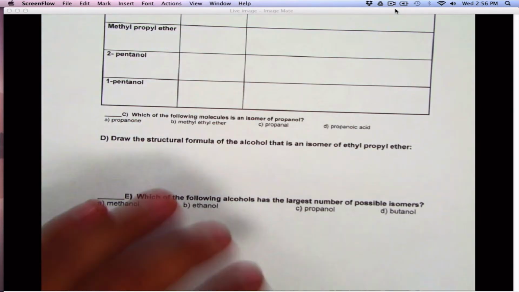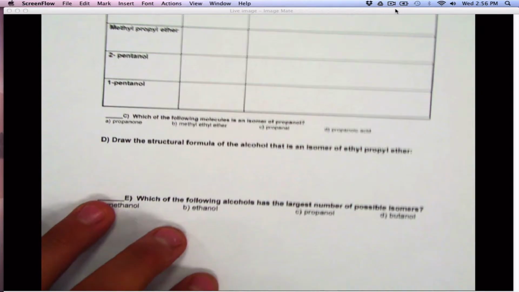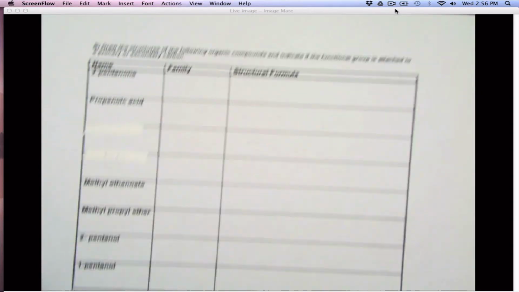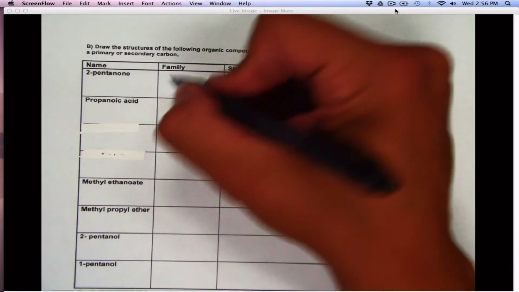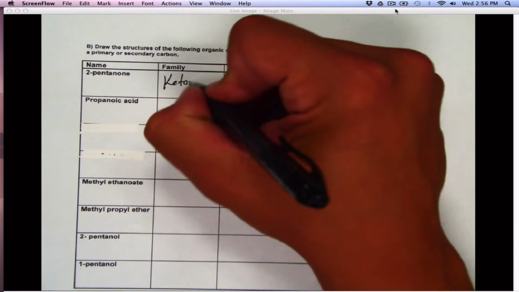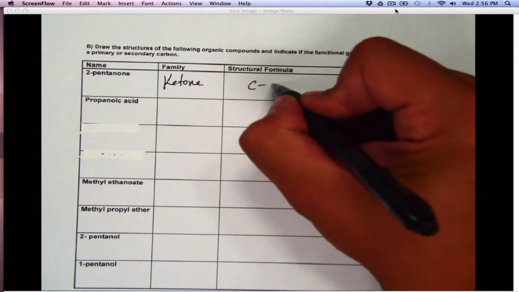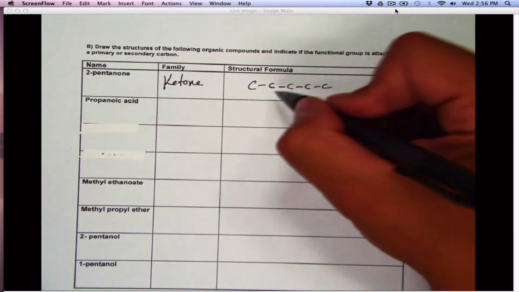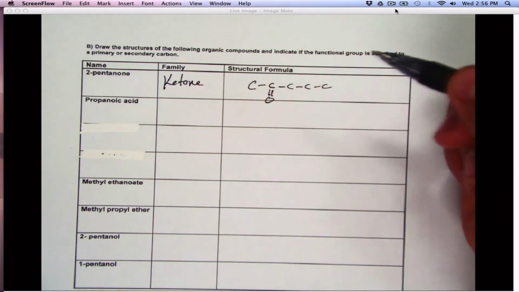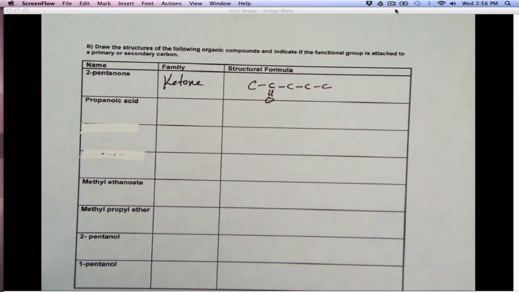And this side of the deal, you're just going to go through and tell me the family and draw it. So kind of the opposite of what we just did. So 2-pentanone, the family is a ketone. Pent means 5, 1, 2, 3, 4, 5. And it's off the second one, I have my double bond. Could be top or bottom, doesn't matter to me.